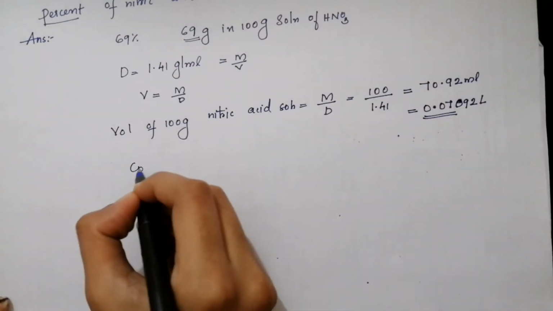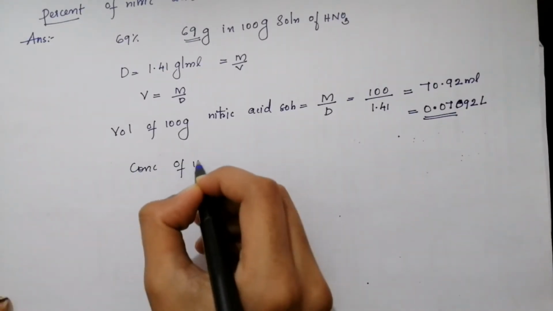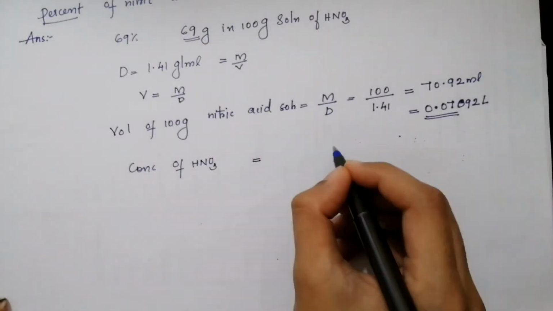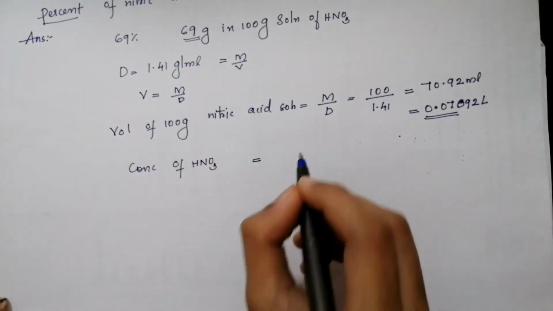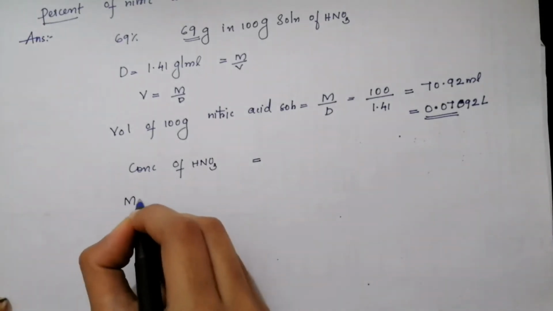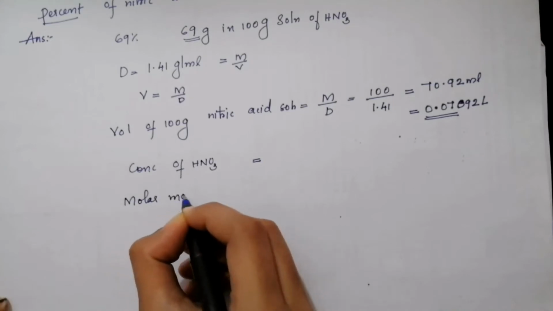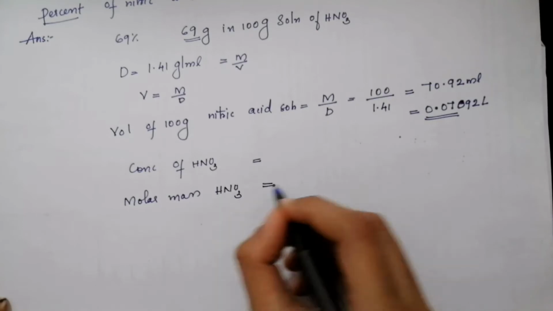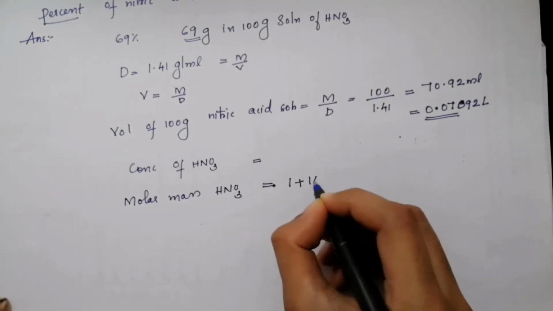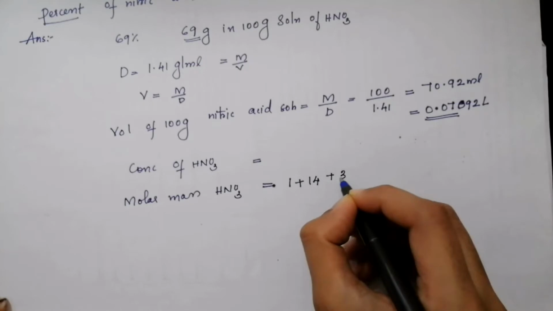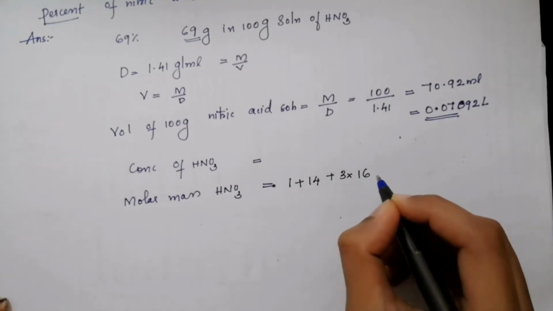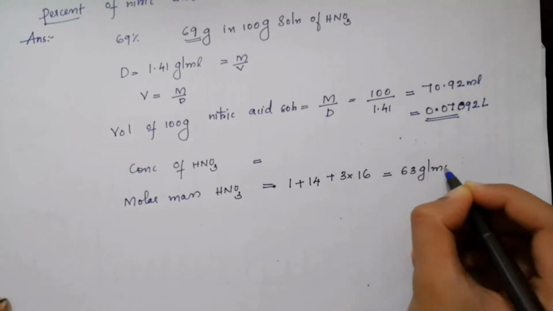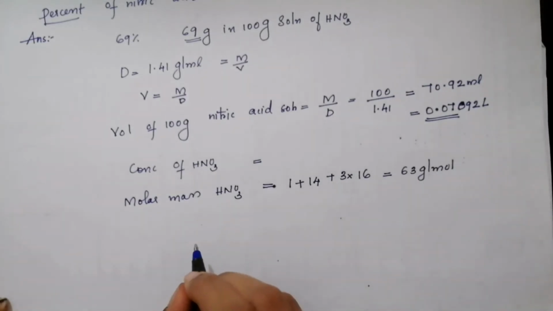To calculate the concentration of HNO3, that is nitric acid, in moles per liter, we should know the number of moles. So, to calculate the number of moles, we should first be aware of what the molar mass of nitric acid is. The molar mass of nitric acid is the atomic mass of hydrogen 1 plus nitrogen 14 plus 3 into atomic mass of oxygen, that is 16, which gives us 63 gram per mole. So, this is the molar mass of nitric acid.